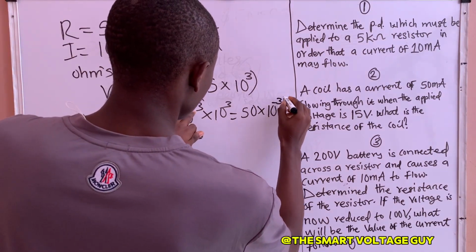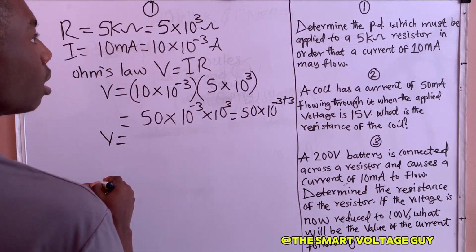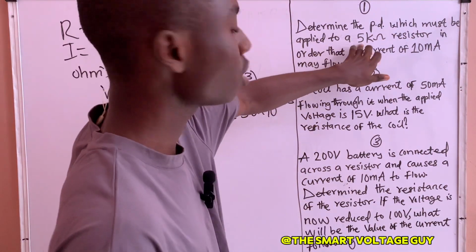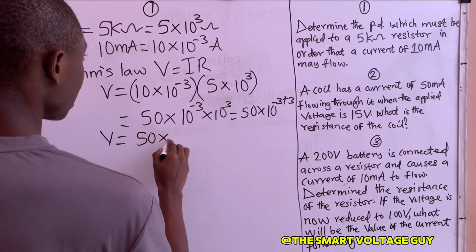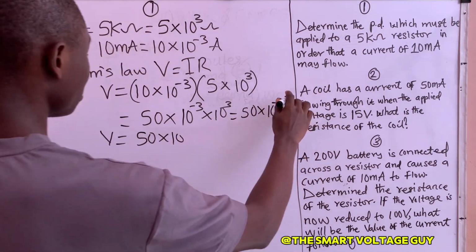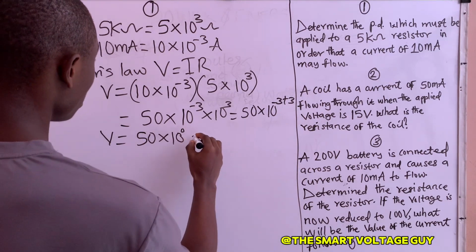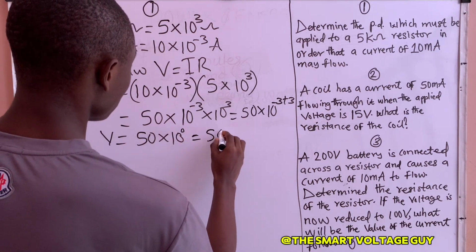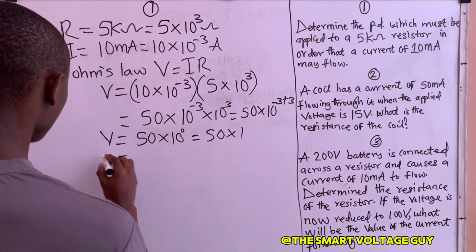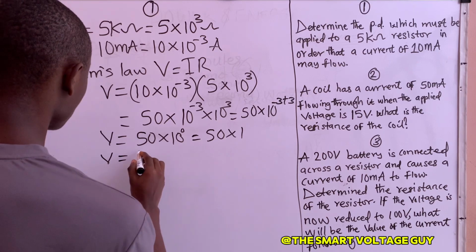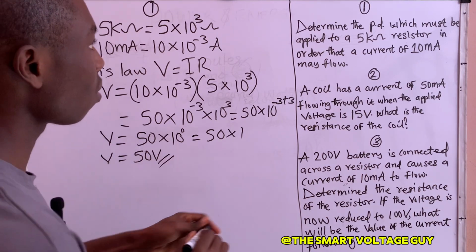Minus 3 plus 3. So therefore, the voltage that must be applied to this 5 kilo ohm resistor will be 50 times 10, because minus 3 plus 3 is 0. This is the power of 0. So the voltage will be 50 times 1, because anything raised to the power of 0 is 1. So the value of voltage will be 50 times 1, which is 50 volts. So this is the answer for question 1.